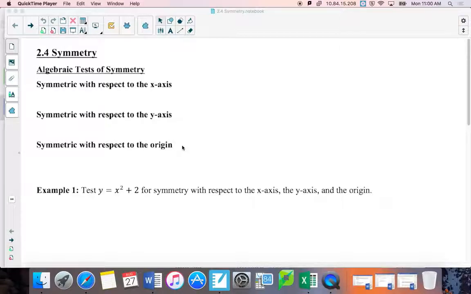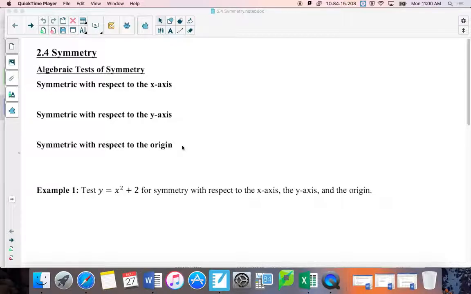So this is all going to be algebraic tests of symmetry. When you're looking at a graph, hopefully you can tell if something is symmetric to the x, the y axis, or the origin just by looking to see, can I fold over the x-axis, can I fold over the y-axis, or can I rotate about the origin, and will everything line up? So being able to look at it visually, hopefully we can see, but algebraically, there's some things we can do to test for that.